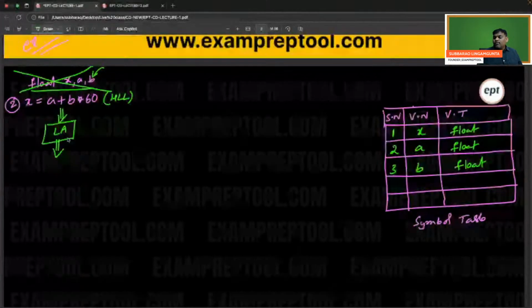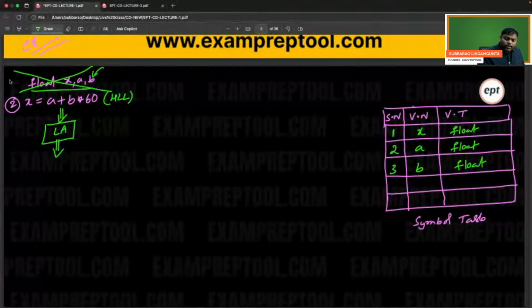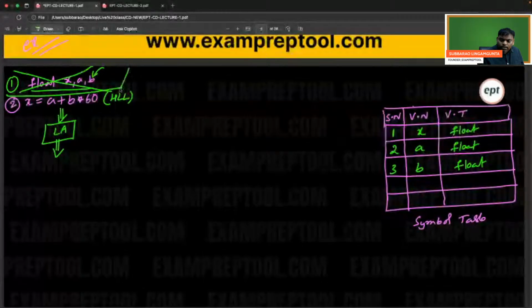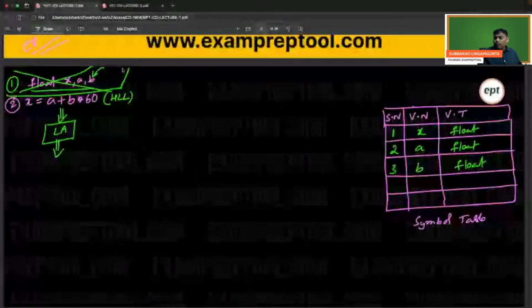Lexical analyzer is the first phase of the compiler. Don't worry about the first line; I am not explaining anything for the first line. Just concentrate only on the second line. How is the second line executed by the compiler? The compiler's first phase is the lexical analyzer. So the high level language statement is given to the lexical analyzer.